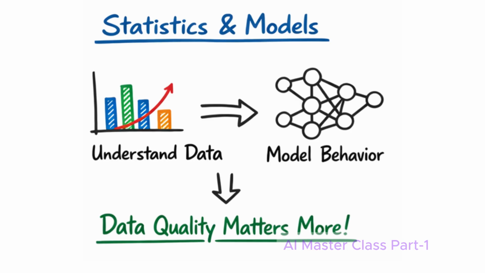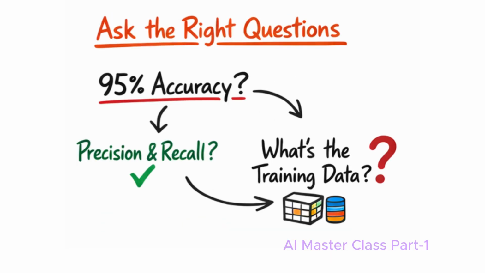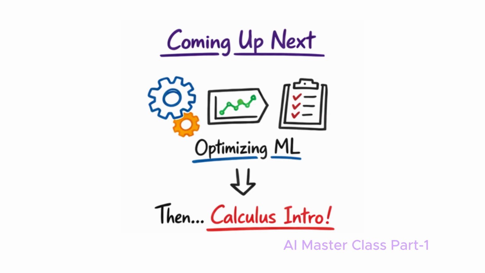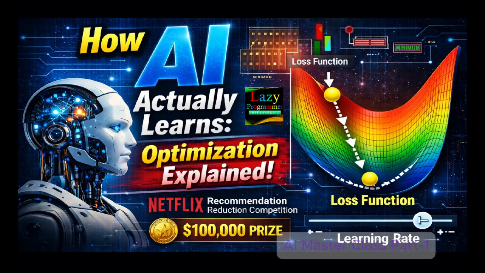And the next time someone shows you that their AI system has 95% accuracy, you will know the right questions to ask, like what is the precision and recall? And what does the training data actually look like? Because now you understand what those numbers are really saying. So with this we conclude the statistics required for artificial intelligence and machine learning. In the next video we will cover various optimizations in machine learning before we start with calculus.